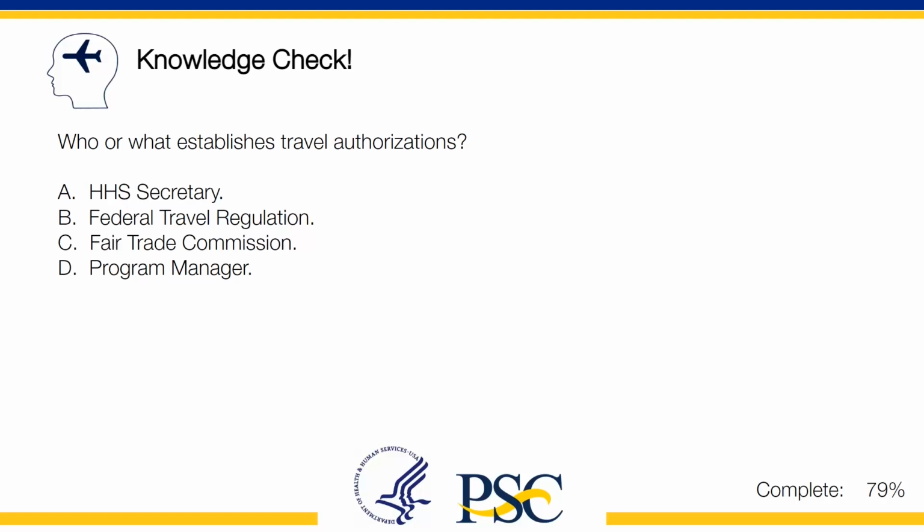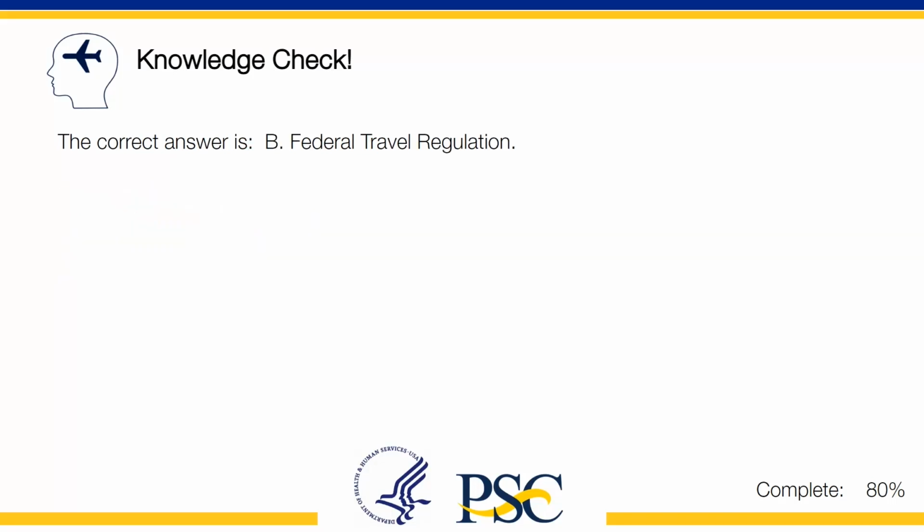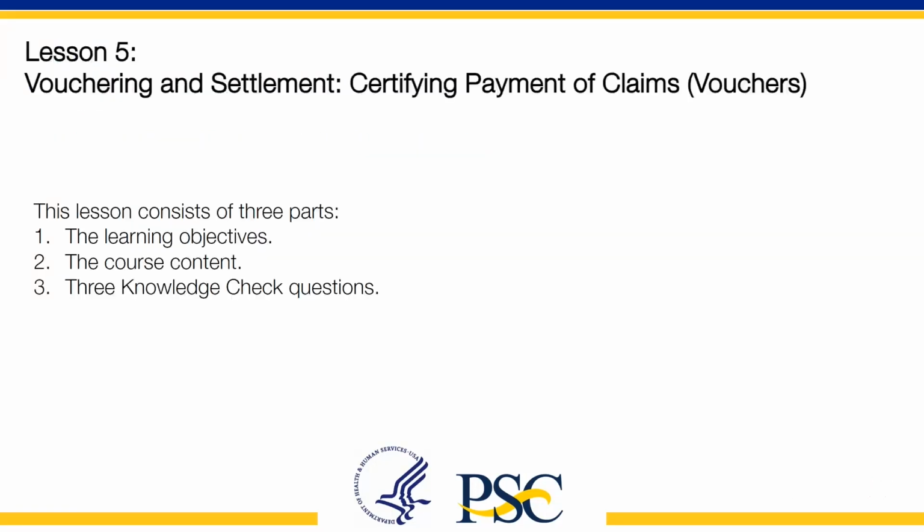A. HHS Secretary. B. Federal Travel Regulation. C. Fair Trade Commission. D. Program Manager. Click pause, consider your response, and then resume the video to learn the correct answer. The correct answer is B. Federal Travel Regulation. Lesson 5, Vouchering and Settlement, Certifying Payment of Claims, Vouchers.